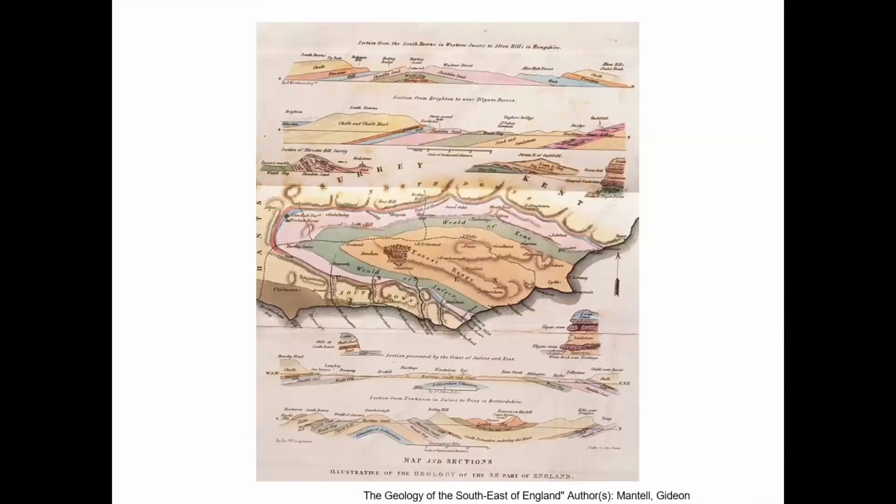The other component of this work is to try to simulate how the landscape might evolve. And this is a geological map from Gideon Mantell, who was probably one of the most famous Wealden geologists. He produced this lovely geological map of the Weald, and it was really one of the first maps.